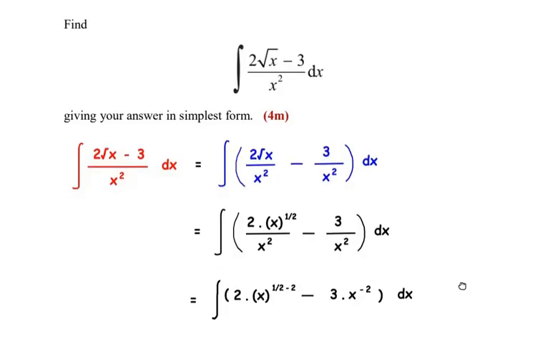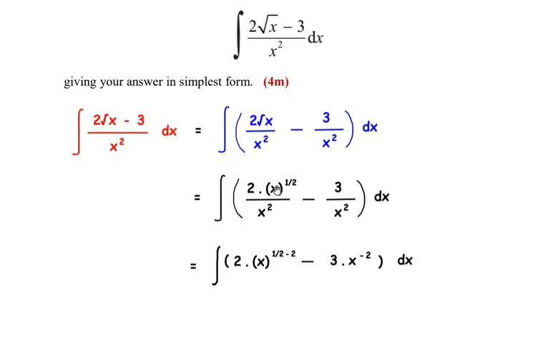Now in the next step, we have used the laws of indices. That is 2 times x to the power of 1 over 2 and x square; here the bases are the same and there is division between these two. So we are going to use the quotient law of indices, giving us x to the power of 1 over 2 minus 2, that is the powers get subtracted, minus 3 times, now taking this x square to the numerator, we get x to the power of, now this power in the denominator was positive, so when we take it to the numerator it becomes negative, giving us x to the power of negative 2 dx.